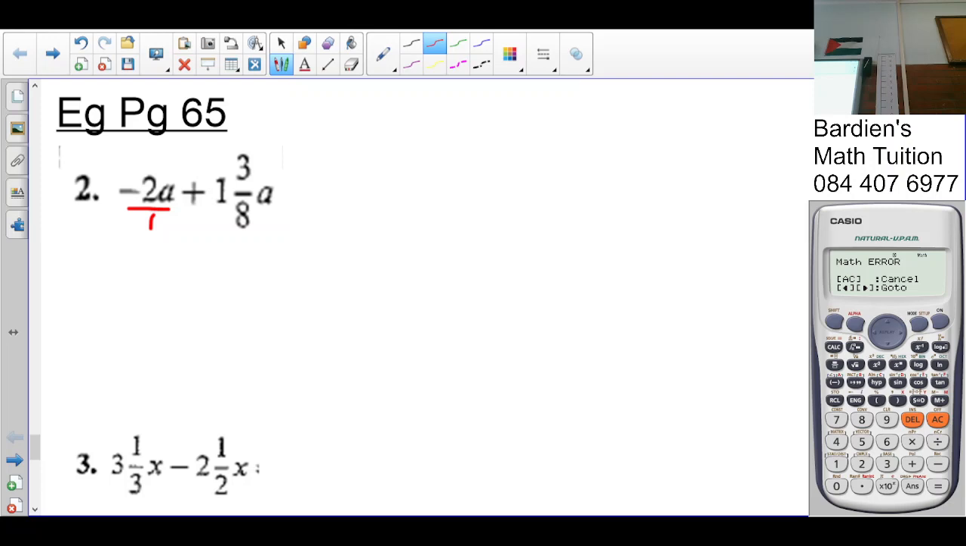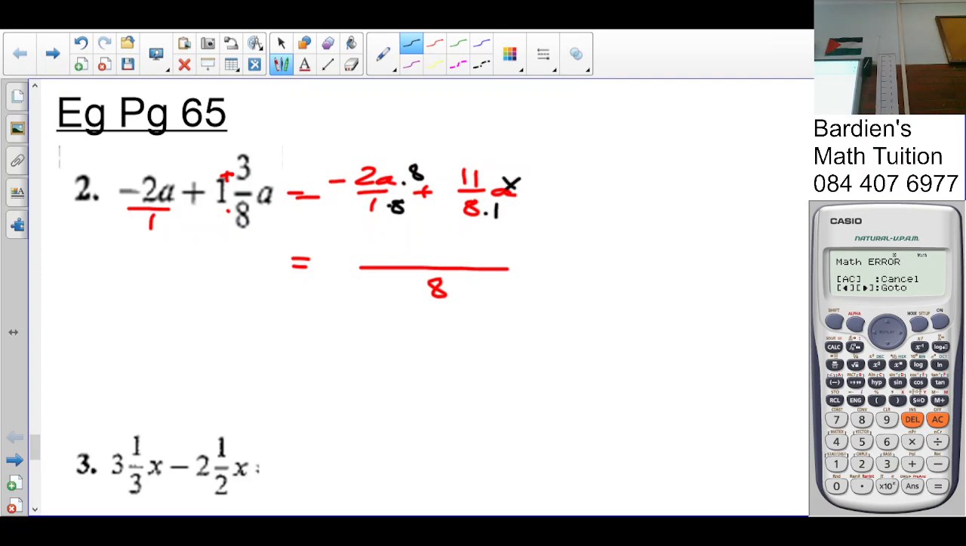Okay, so we change this to improper fraction, so what do we get? Negative 2a over 1, multiply and add, which gives me plus 11 over 8a. You all agree with that? Now we find an LCM. And what's the LCM? 8. You ask yourselves, okay, 1 times what is 8? 1 times 8. 8 times what is 8?